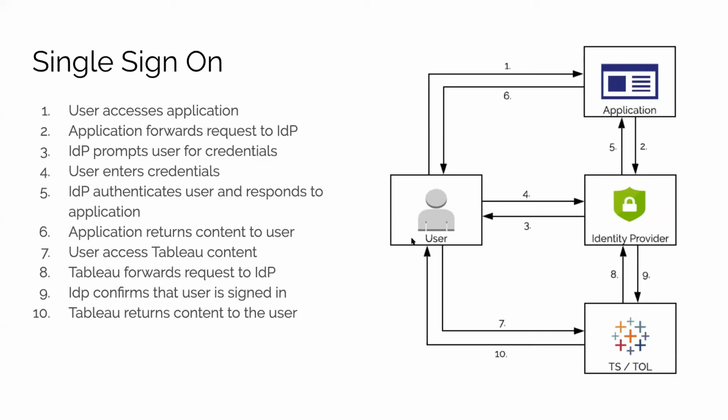So as a user, I initially try and sign on to the web application that I'm using. Now in this case, this application isn't actually prompting me for a username or password. It's saying, okay, I'm going to send you somewhere else and they're going to prompt you for a username or password. And that somewhere else in this case is an identity provider, sometimes what we call an IDP for short.